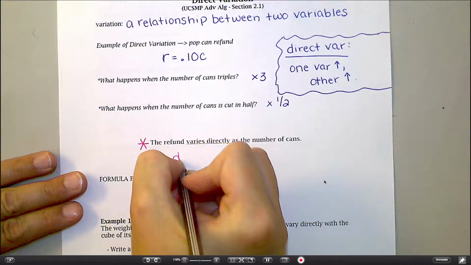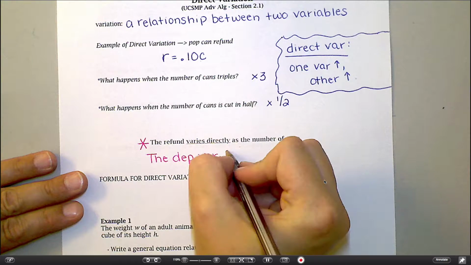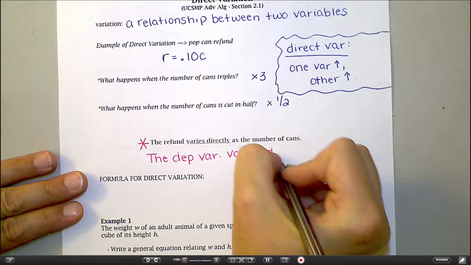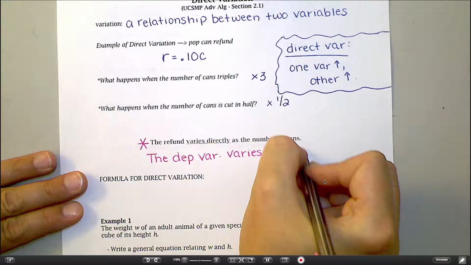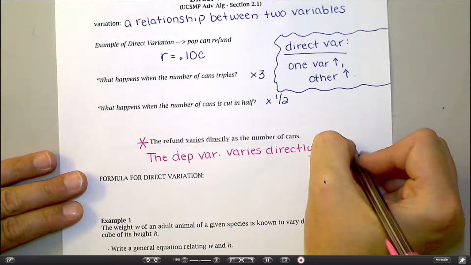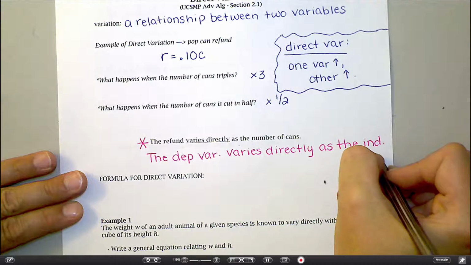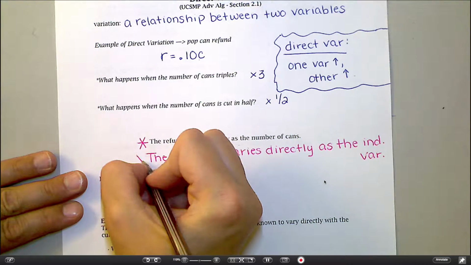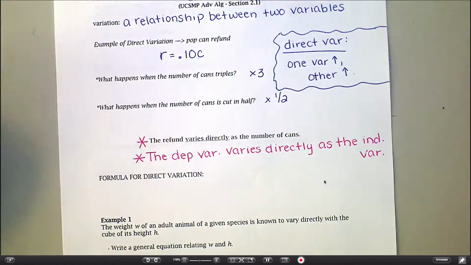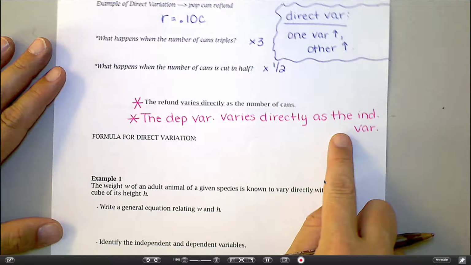the dependent variable varies directly as the independent variable. Okay, so probably this one is actually more important to write down than the refund one. Okay, and this sentence structure is going to show up in just about every variation problem we do.